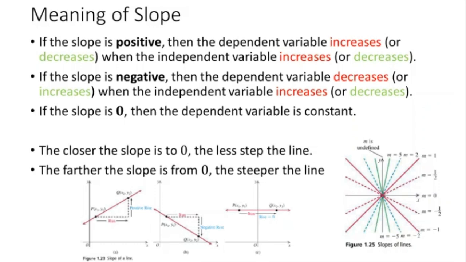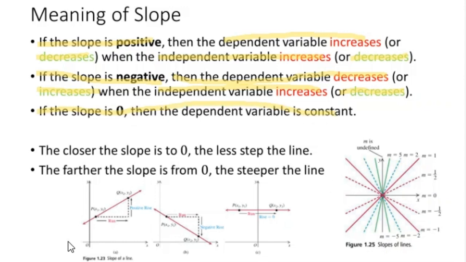What can the slope tell us about the graph of our linear equation? Now, we know linear equations are always going to be lines. If the slope is positive, that means the rise and the run have the same sign. So the dependent variable will increase as the independent variable increases, or the dependent variable decreases as the independent variable decreases. On the other hand, if the slope is negative, then the rise and the run have opposite signs. Then the dependent variable decreases when the independent variable increases, or it will increase when the independent variable decreases. And third, if we get a slope of 0, then the dependent variable is constant.